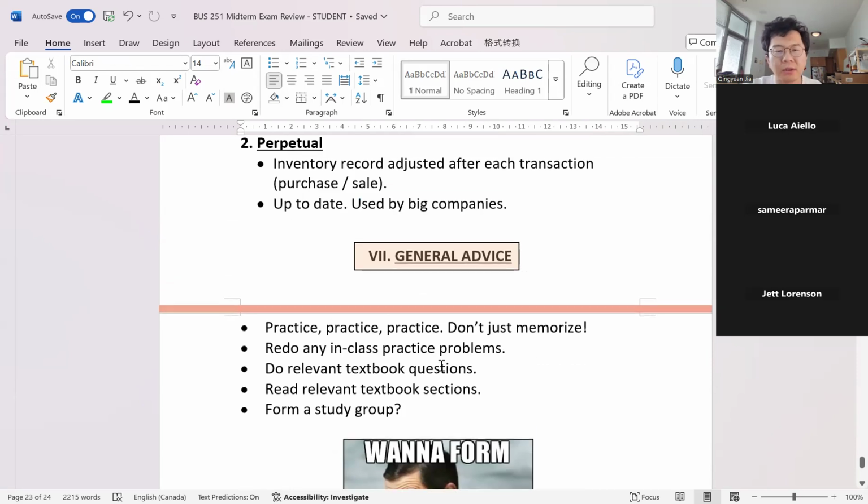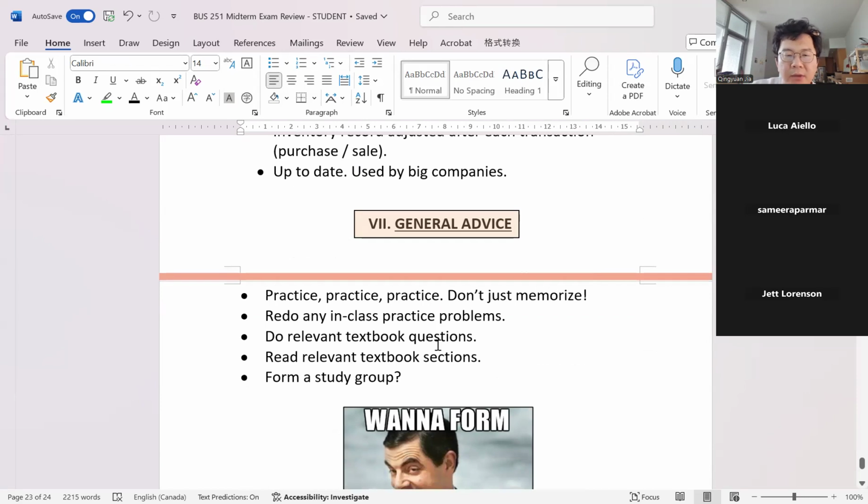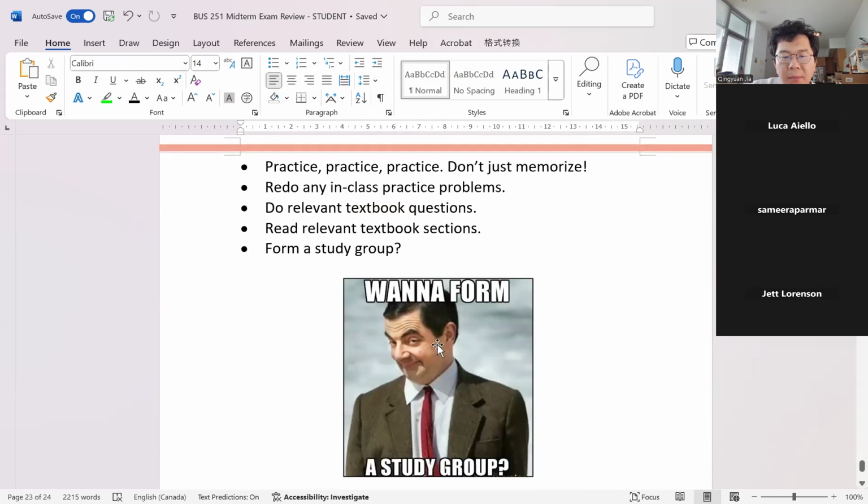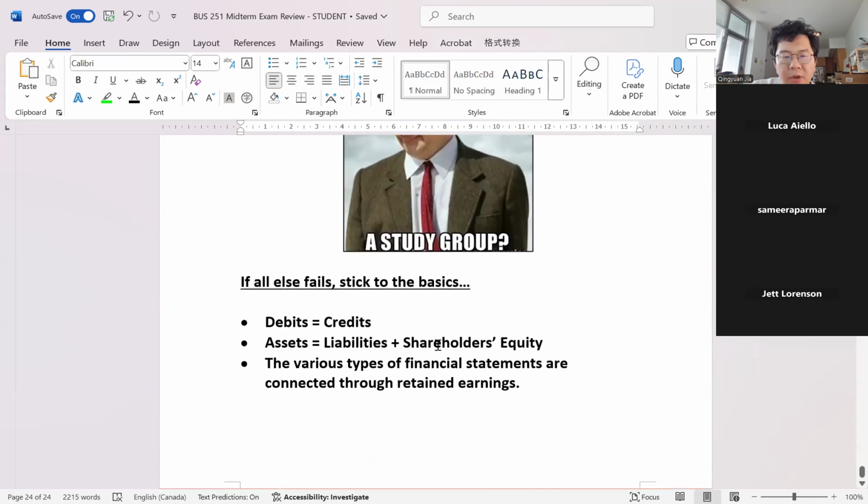So that's all about today, and I don't have that much general advice to give you. I just hope that you could practice more because we still have some time left before the exam. If you cannot think of something else, just stick to the basic rules, like debits equal credits and assets equal liabilities plus shareholders' equity. And the various types of financial statements are connected through retained earnings.